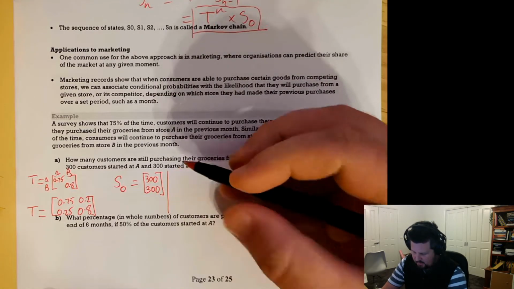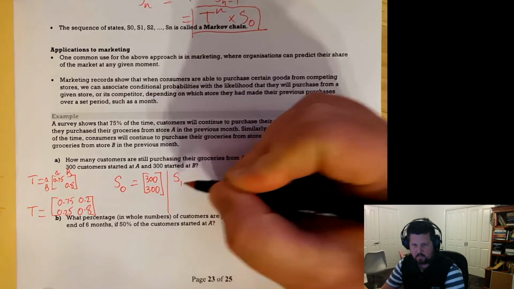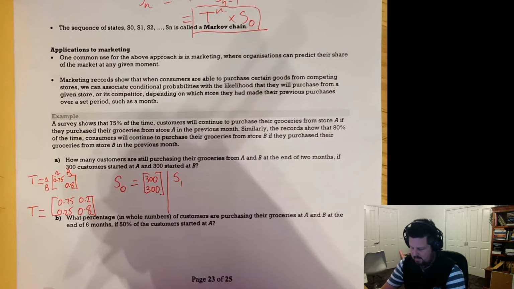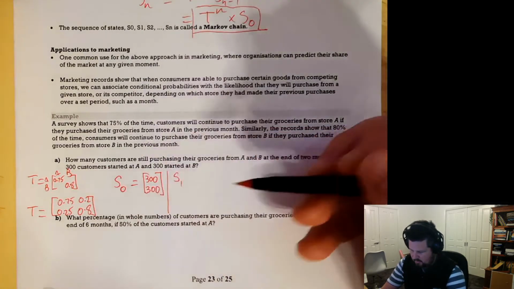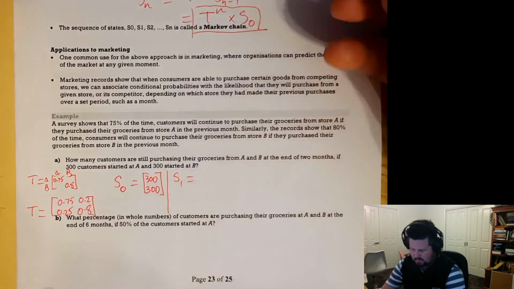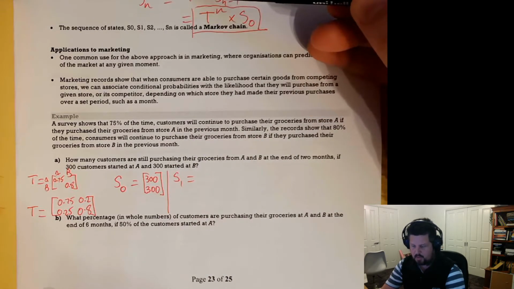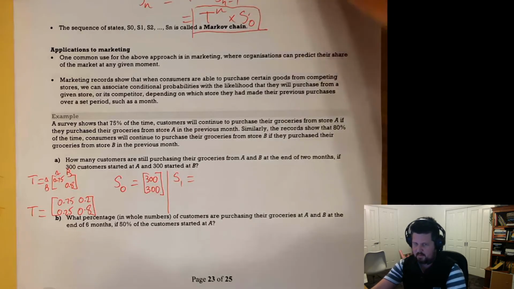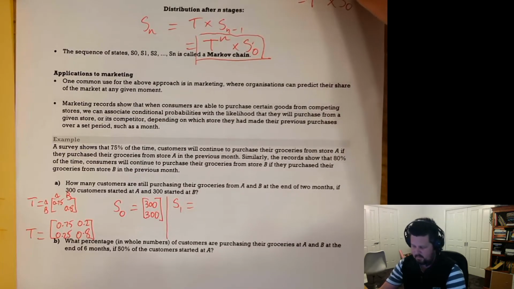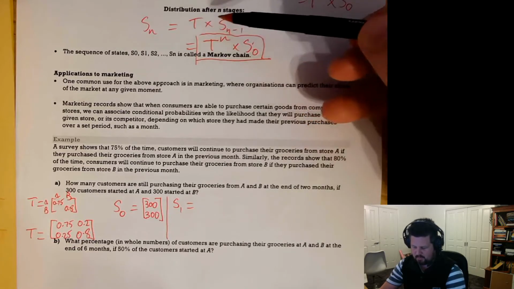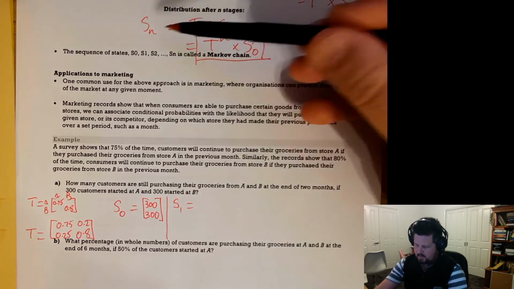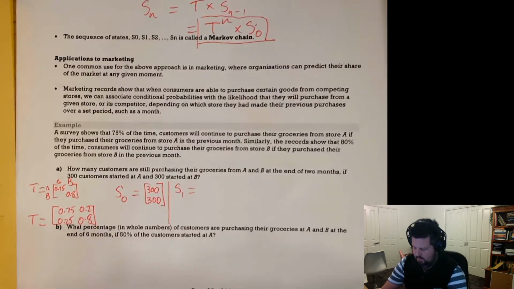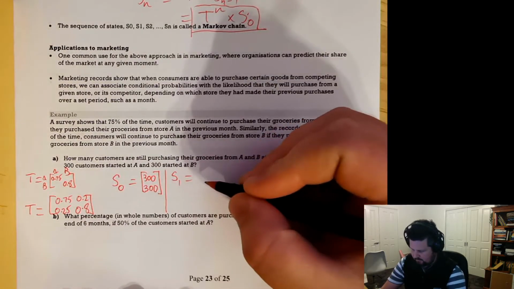So S1 will be after 1 month, so one state after the initial one. To work that out, it's going to be the transition matrix multiplied by the state before this one. The state before S1 was obviously S0.